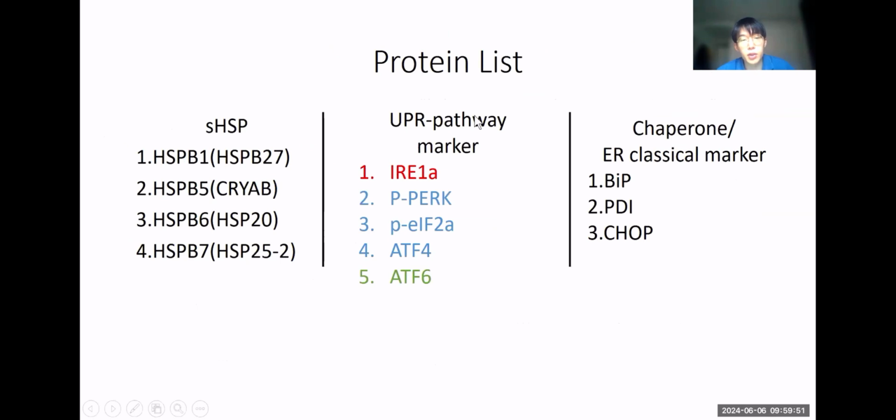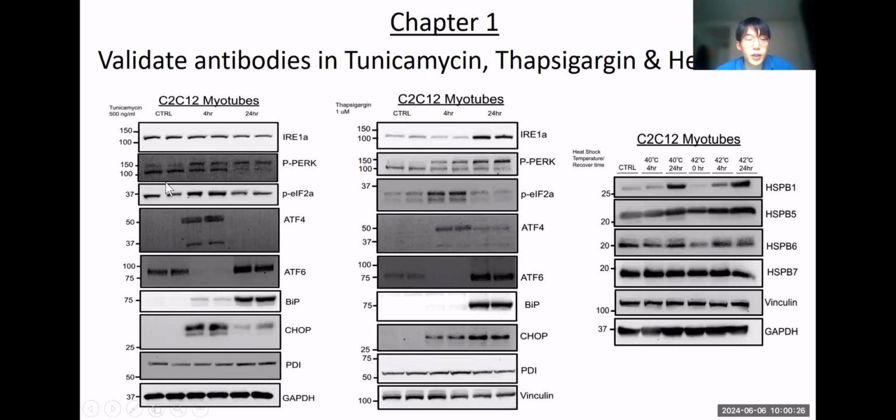Then these are my protein lists with colors: small heat shock proteins, and UPR pathways, highlighted in different colors to represent the different pathways. The last bit is the classical markers that the literature used for detecting ER stress and chaperones, basically downstream pathway ER markers. This is the first chapter: the validation of the antibodies in tunicamycin, thapsigargin and heat shock, to show the antibodies are working before I move into the next chapter.